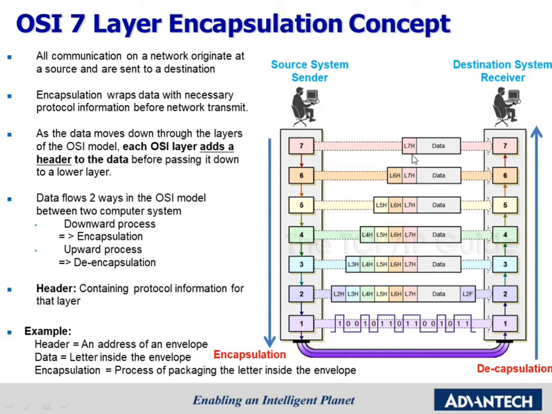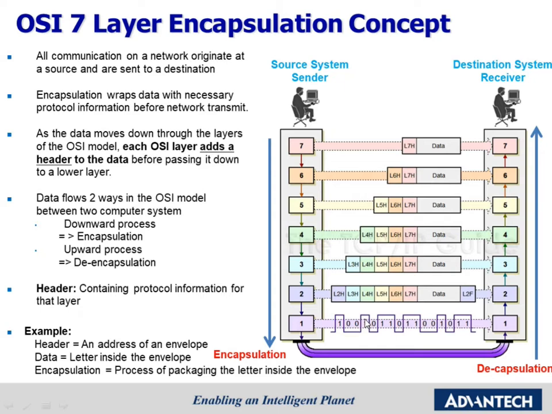For example, the L7H is the protocol information for the data in layer 7. When the data moves down to the next layer, each OSI layer adds a header to the data before passing it down to a lower layer. That's why you will see more headers in the lower layers. As the data reaches the lowest layer, it is transmitted as 0s and 1s. This downward process of the data is called encapsulation.